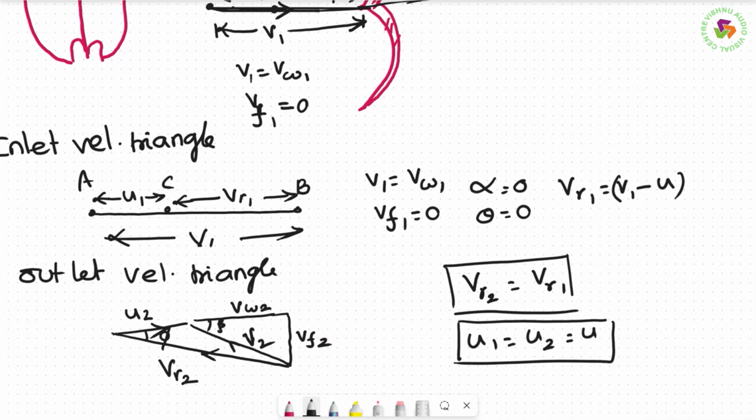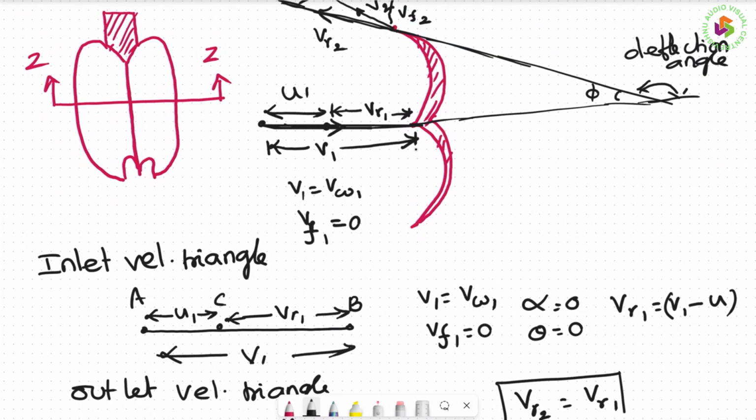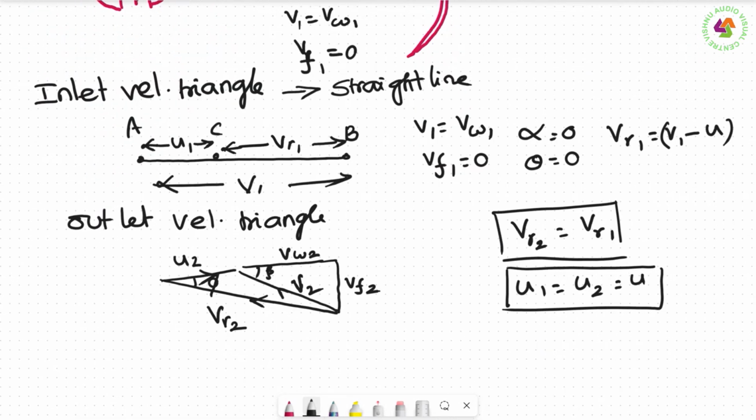Then coming back, after knowing the velocity triangles in the case of the Pelton turbine, the first thing is the inlet velocity triangle is a straight line, because the velocity of the vane and the velocity of the jet are in the same direction, whereas for the outlet velocity triangle, beta is less than 90. This you should also remember. So these are the velocity triangles in this case.